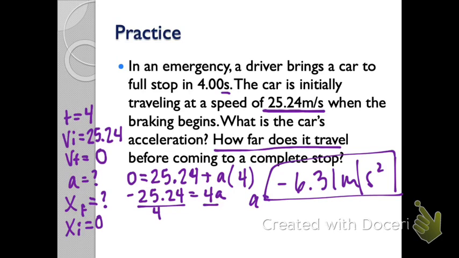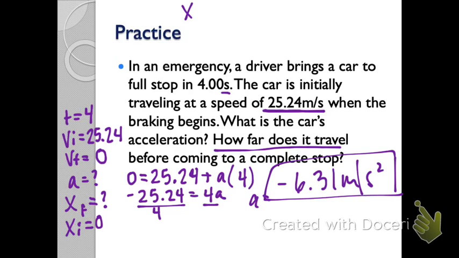I didn't get it. You didn't get that answer? No, I got that answer. I didn't get negative. So if you're doing VF, you're doing the over. Yeah, I did A equals V over T. Okay. So did you do 0 minus 25.4 over T? Right, because 0 is our final velocity, so it's always final minus initial.